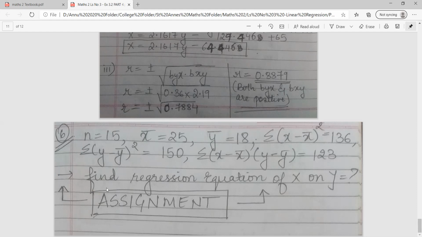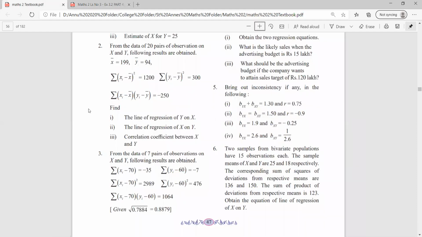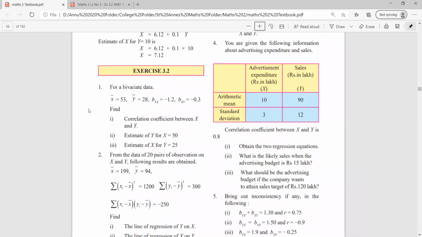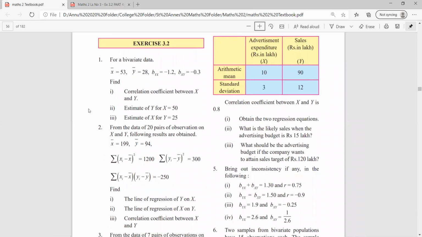So as you can see, I have written the word assignment. So this you can practice. And if any doubt, please let me know. So class, with this we stop over here. So we have finished 6 different sums of exercise 3.2. Tomorrow we'll be continuing the remaining sums. As you can see, the table based sums over here.